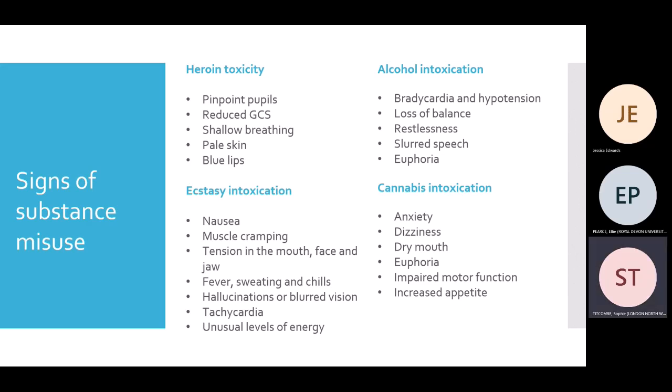Our patients who might be coming in having had too much to drink tend to show bradycardia and hypertension. They might have a loss of balance, be quite restless, have slurred speech, and can also be quite euphoric, and their behaviour can generally be quite inhibited. And with cannabis, we can expect to see things such as anxiety, dizziness, dry mouth, euphoria, impaired motor function, and increased appetite.